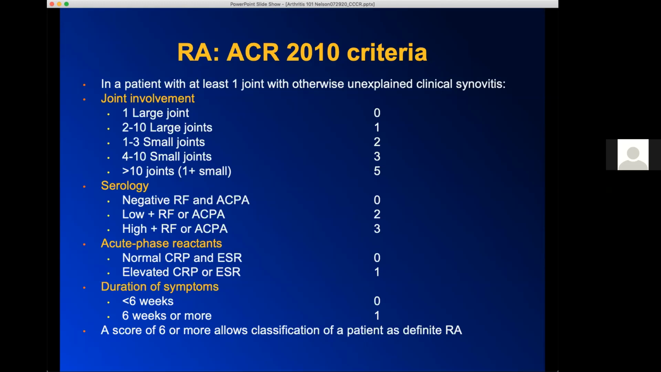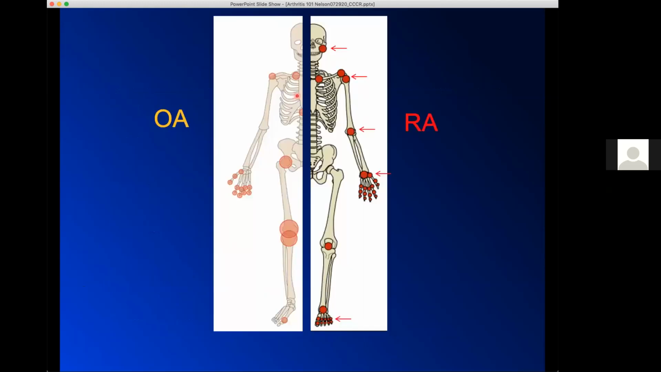Then serology is important here, which is not an important part of osteoarthritis, in that they have rheumatoid factor and anti-citrullinated peptide antibodies and other blood markers that can clue you into the diagnosis of rheumatoid arthritis. They often have elevated inflammatory markers, much more than osteoarthritis patients, and typically have symptoms for more than 6 weeks. And so adding up points, if they have 6 or more, they get classified as definite RA, but really just to contrast the two conditions.